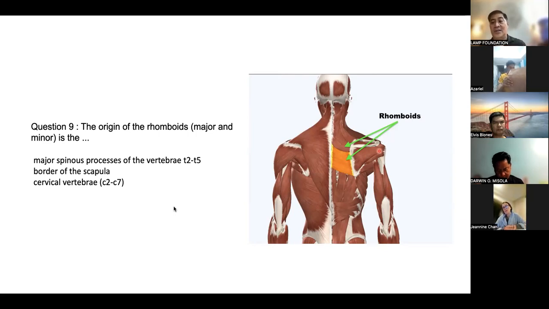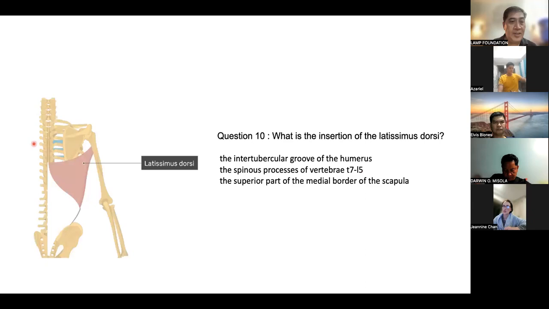What is the insertion of the latissimus dorsi? Tama. Saan siya naka-insert? Origin yung banda dyan. Origin. Intertubercular groove, yeah, the humerus, intertubercular groove. Kita nyo to? Number 10 na pala. Yes.